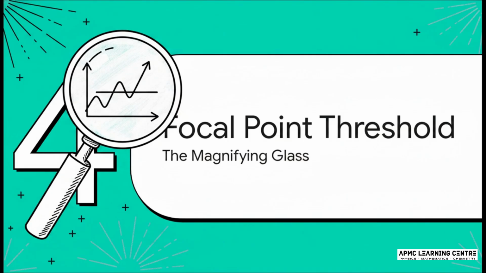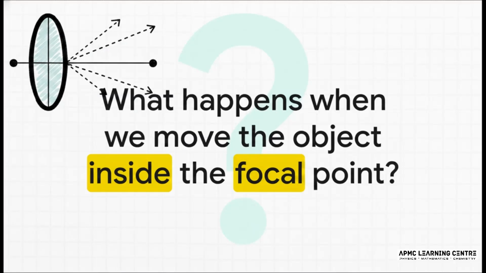Okay, let's zoom in on one of the coolest and most common uses for a converging lens, the magnifying glass. This incredible effect only happens when we cross one very specific boundary. So what do you think happens when we take our object and we slide it inside the focal length? What changes when the object's distance from the lens is actually less than f?